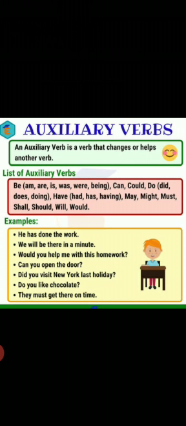Like you can say in the third example, would you help me with this homework? Can you open the door? I'm using this in forming a question. Fine. Over there I'm using a helping verb, right?